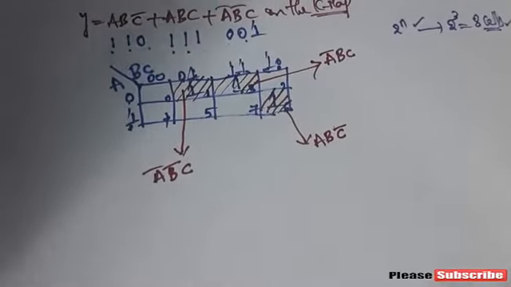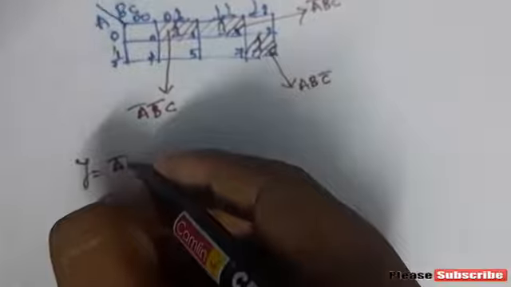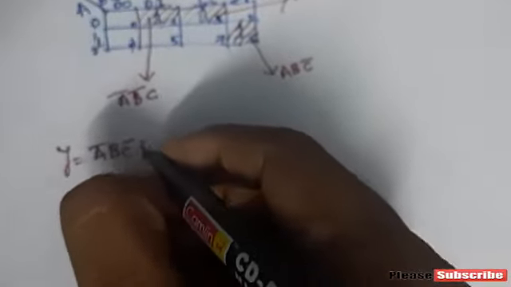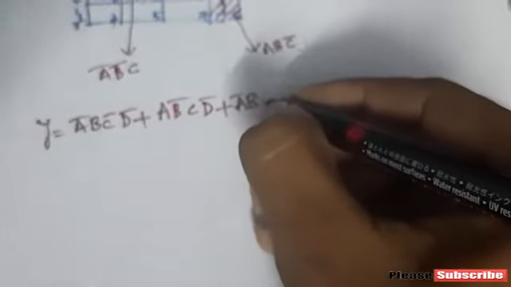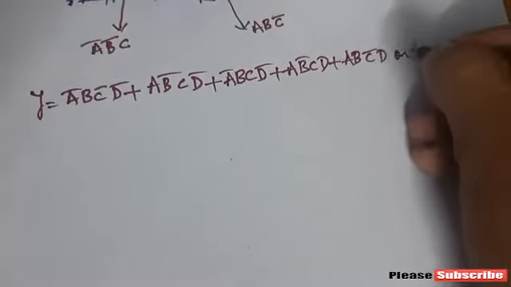Let's see another example. Y is equal to A bar, B, C bar, D bar plus A, B bar, C, D bar plus A bar, B, C, D bar plus A, B bar, C, D plus A, B, C bar, D on the K-map.